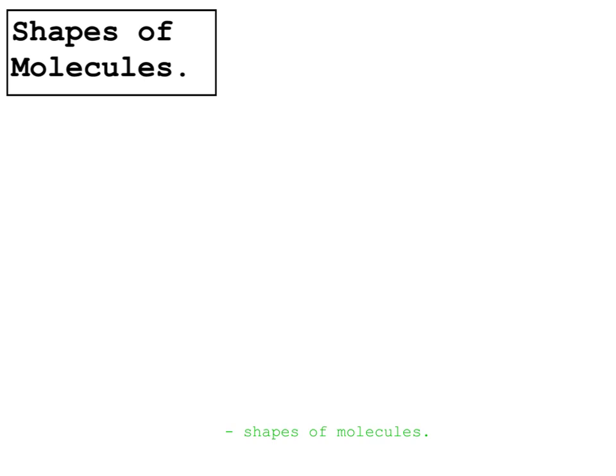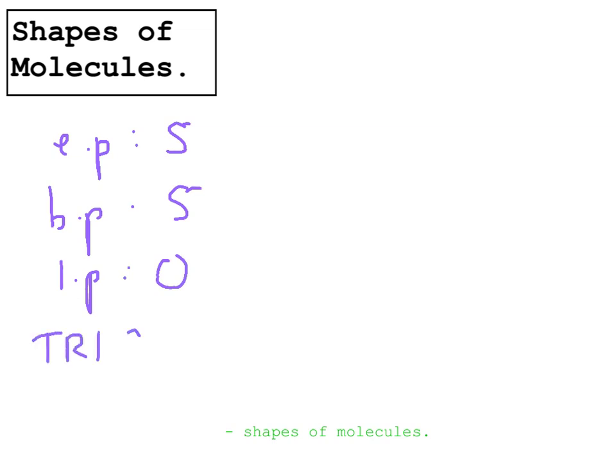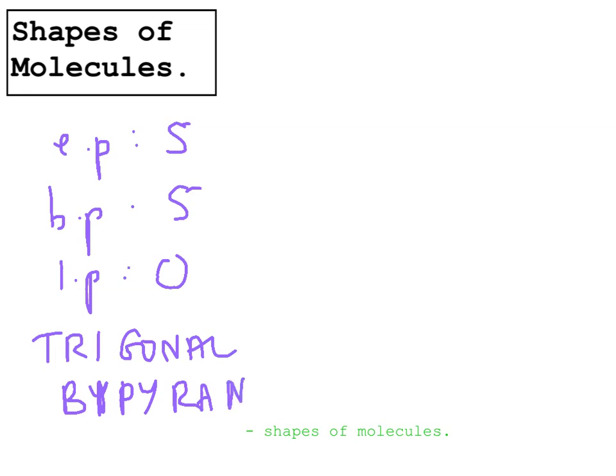The next number of electron pairs that you may come across is 5. So you might get 5 electron pairs, and then you have 5 bonding pairs, and you would have no lone pairs. And the name for this sort of shape is trigonal bipyramidal. An example of this shape is PCl5.